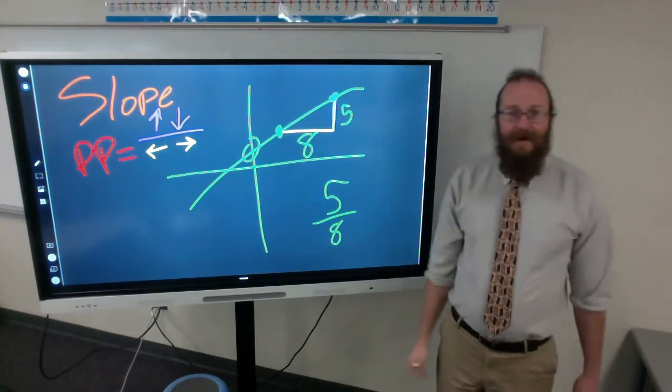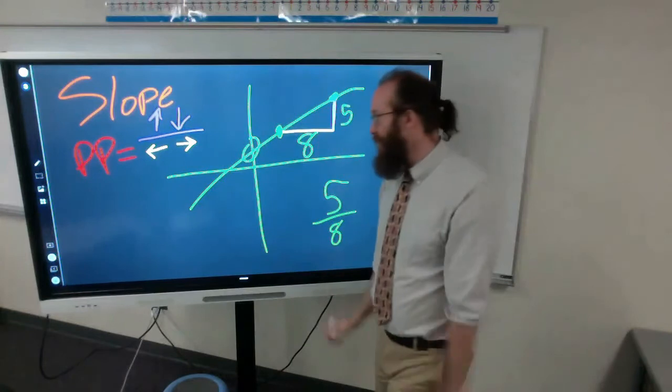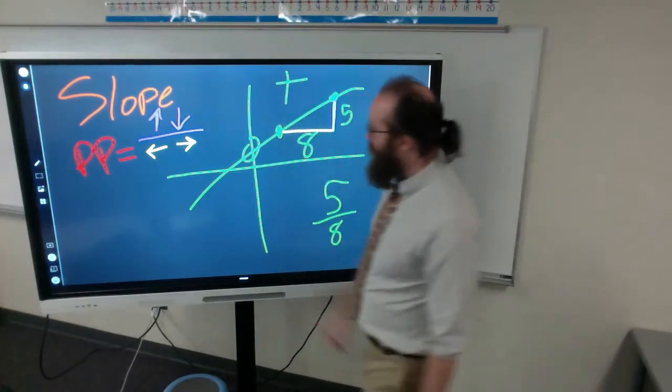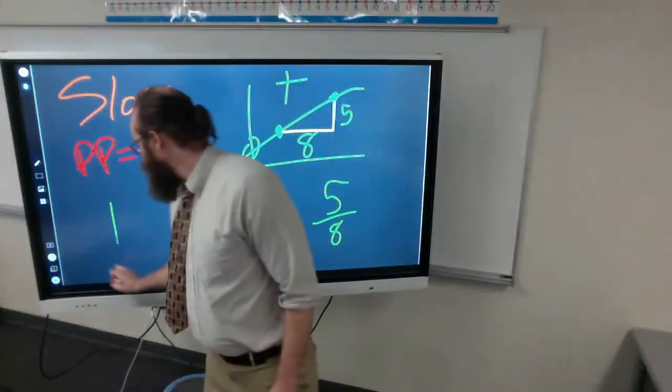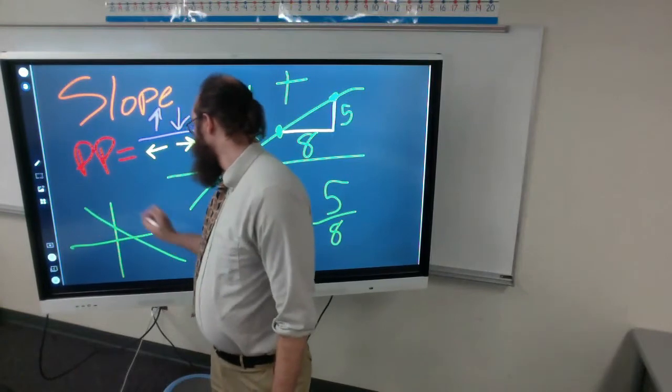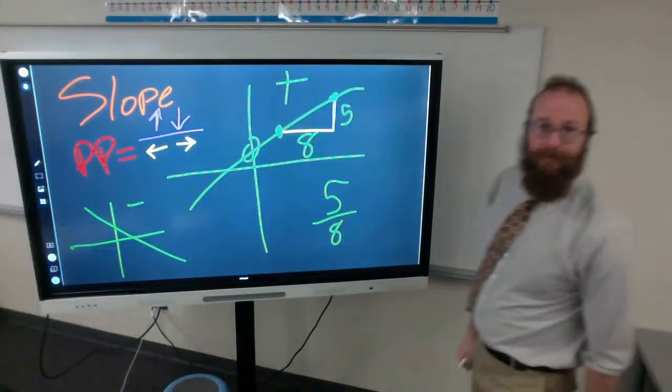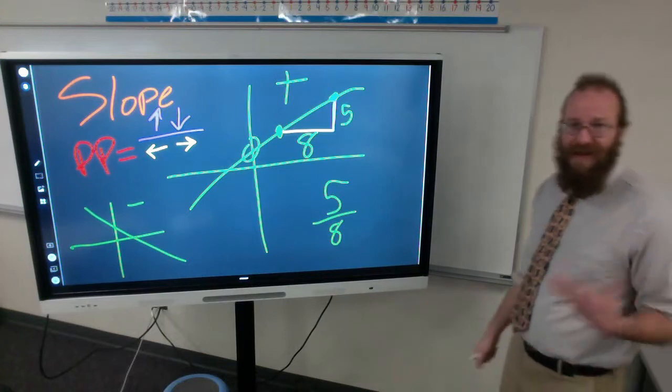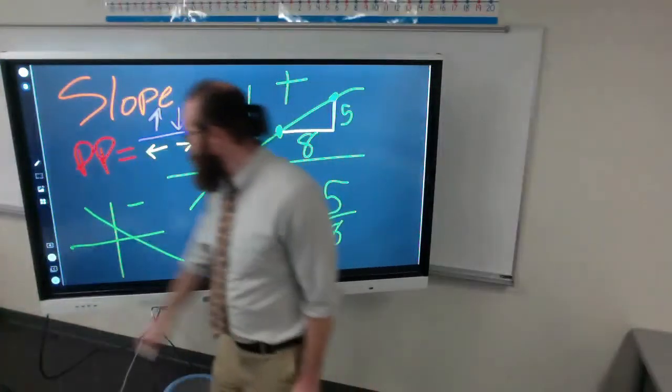One thing to note is if the line is going up, it's positive, and if the line is going down, like it is over here, it will have a negative slope. Negative rate of change, negative unit rate if it's going down.